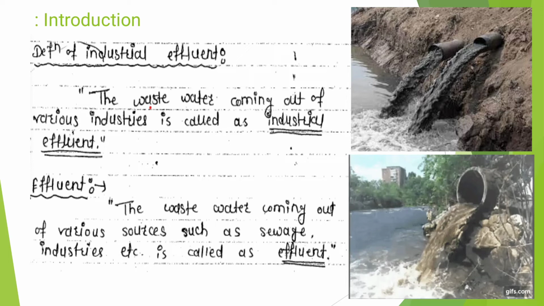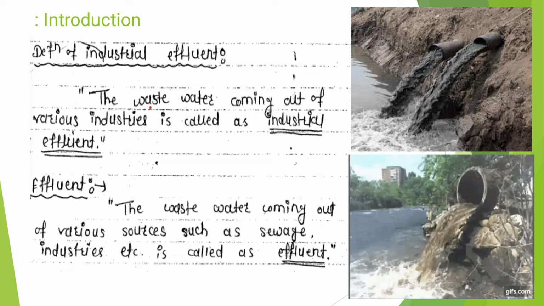The wastewater coming out of various industries is called the industrial effluent. What is the industrial effluent? The wastewater coming from the various industries is called the industrial effluent. Then what is effluent? The wastewater coming out of various sources such as sewage, industry, etc. is called effluent. Effluent is nothing but wastewater coming from the sewages as well as the industries or other types of wastewater, which is directly released into the drainages.